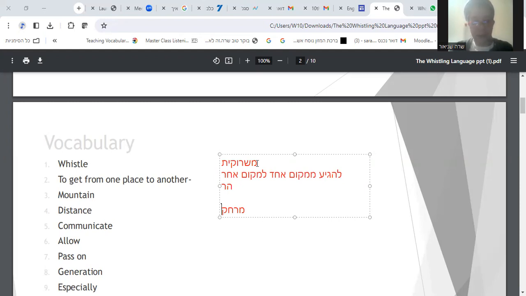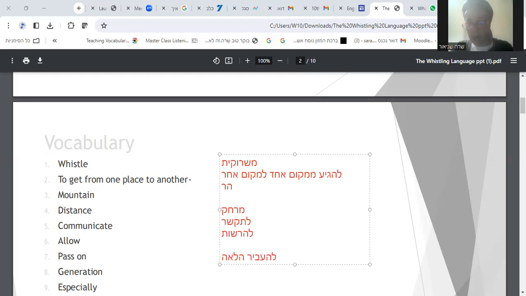Okay, next we have communicate. To communicate is a verb, and it's לתקשר. Okay. To allow means להרשות. Many times, we see it in internet sites where it says like in green, allow or not allow. It means להרשות or לא להרשות, okay? The next word we have is to pass on. To pass is לחלוף. To pass something on is להעביר הלאה.